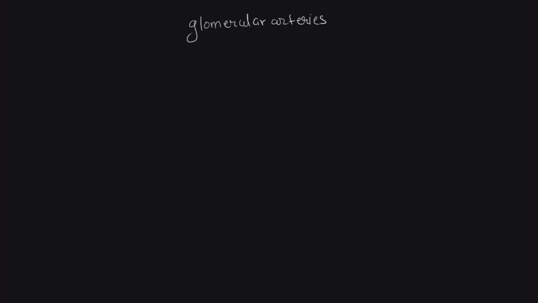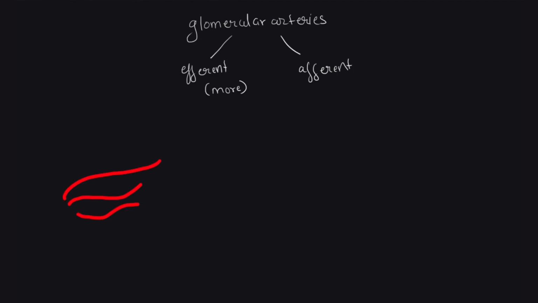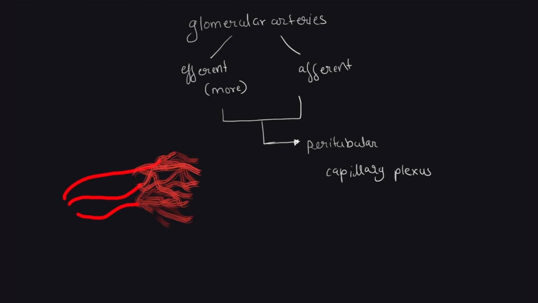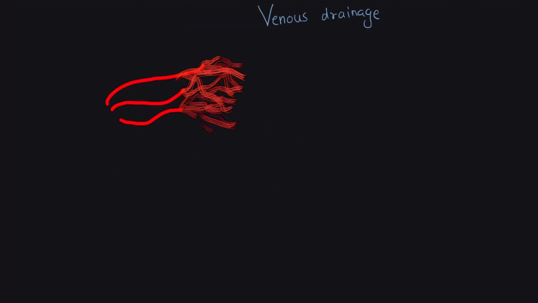Let us take a look at the glomerular arteries. Of course we have the afferent and the efferent glomerular arteries. They come together and form a kind of plexus of arterioles, known as the peritubular capillary plexus. As you can see right here, this is the peritubular capillary plexus. Now let us look at the end of the arterioles. So that was the end of the arterioles.